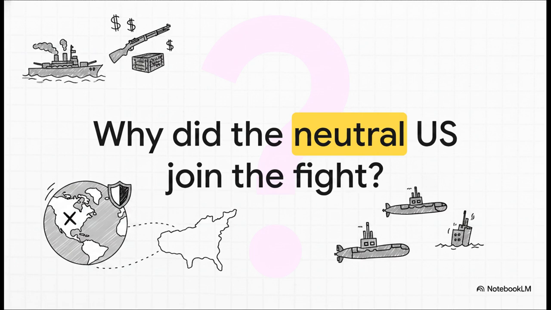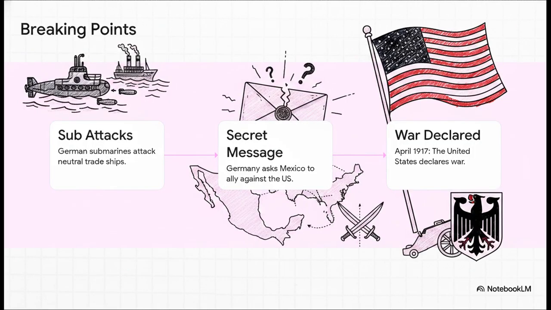Meanwhile, across the ocean, America had been trying so hard to stay out of the actual fighting. They were neutral, preferring just to sell weapons and supplies. So what happened? Why did the US suddenly decide to jump into this terrifying global conflict? Well, it basically boiled down to two massive breaking points.